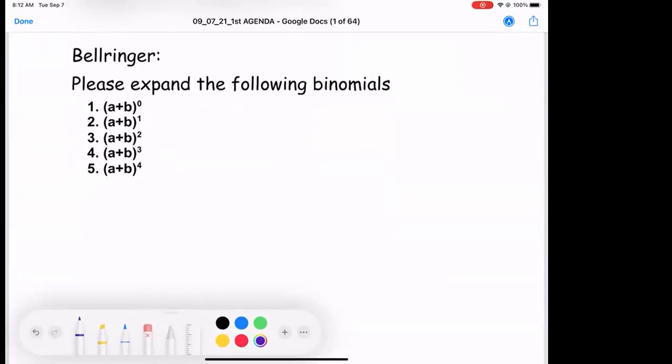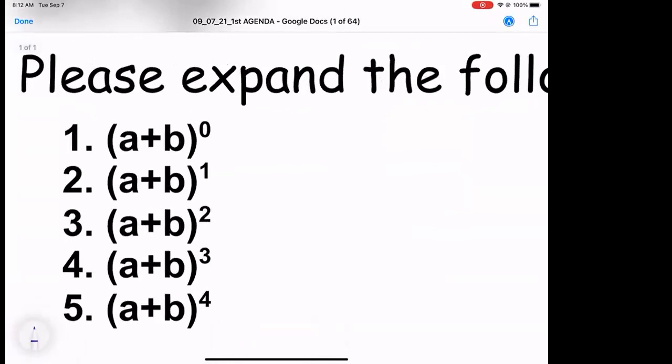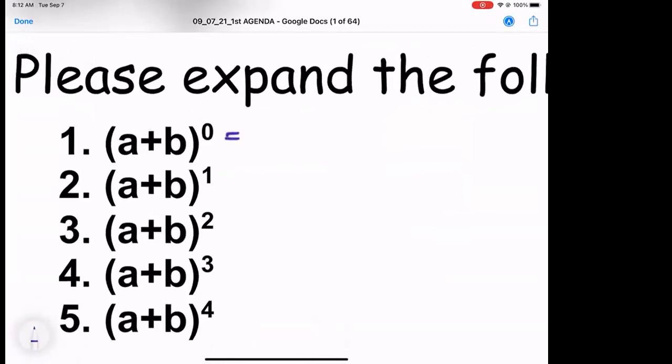a plus b to the 0 power. Anything to the 0 power is what? 1. So what is a plus b to the 0 power? 1. Anything to the first power is what? Itself, right? So that is a plus b. Now, Paul asked me, and it was a good question, a plus b to the second power is simply a plus b times a plus b.